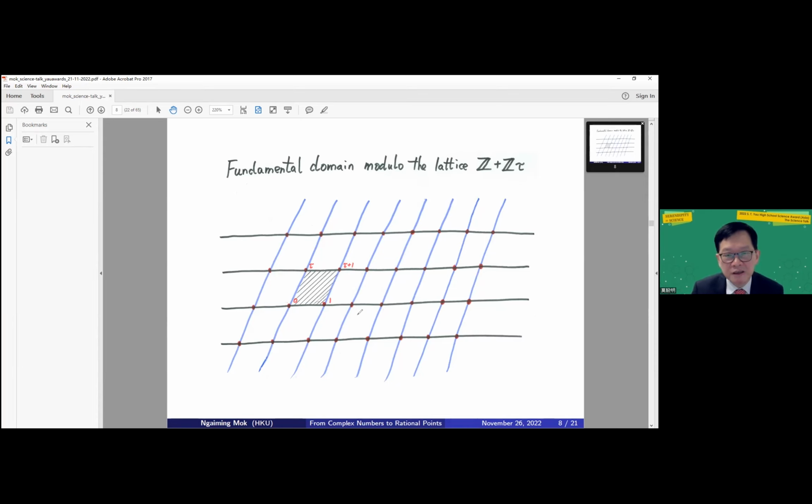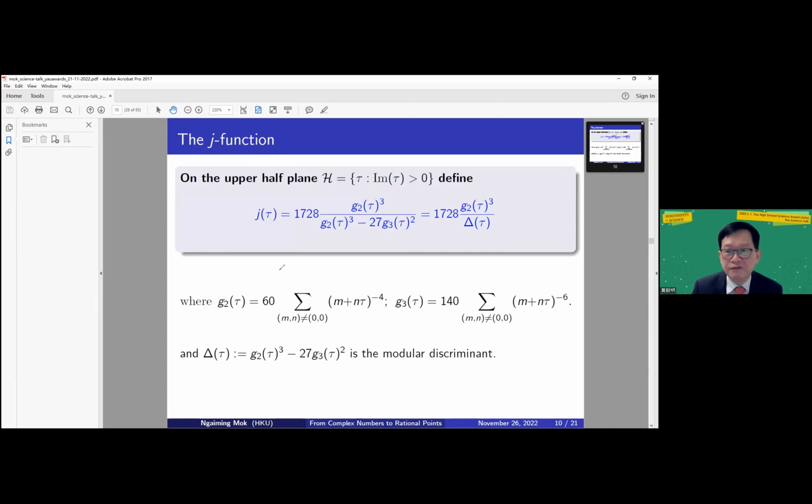Okay. Now, there's a famous J function. You may think about the J function as an analog of the exponential function. It tells you that tau and tau prime would be isomorphic if and only if their J values are the same. This J function can be computed using the lattice generated by 1 and tau, and it leads to an isomorphism: the J function establishes an isomorphism between the set of isomorphism classes of elliptic curves and the complex plane.